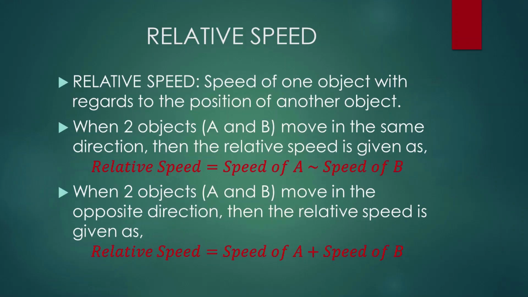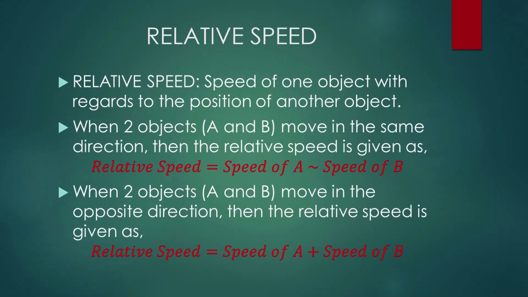Let us give a quick revisit to the concept of relative speed. So relative speed is nothing but the speed of one object with reference to the position of the other. We discussed this concept in the time, speed and distance aptitude topic. This concept involves two cases. In the first case, we deal with two objects that are moving in the same direction.